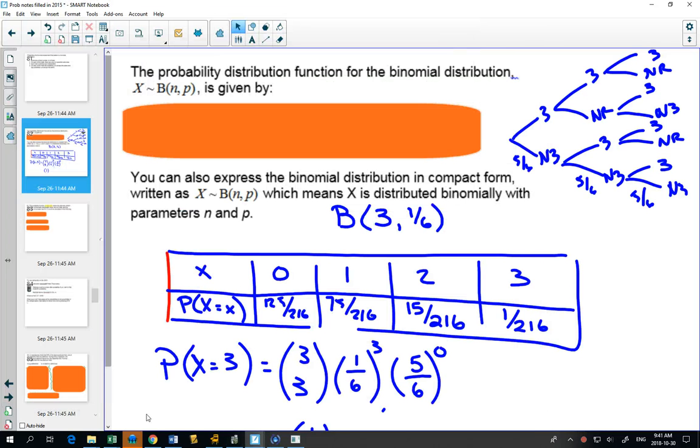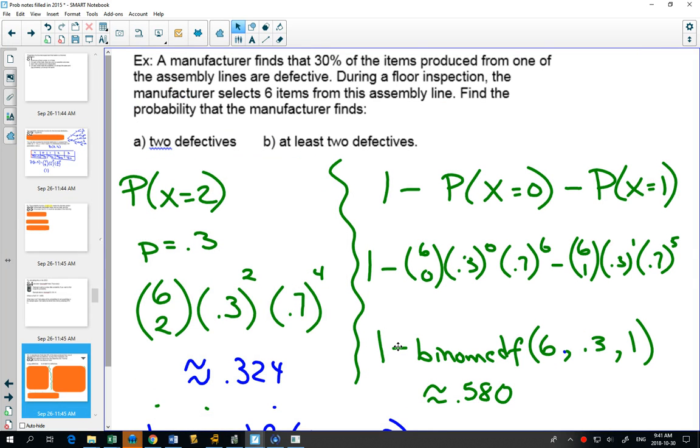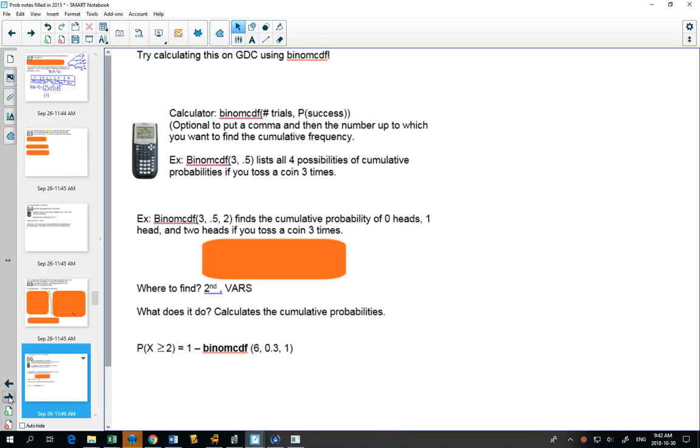So if we go back to the example that we just finished, and we look at what this means here, the binomial CDF of 6 trials with a 30% chance of success, cumulative up to 1, would add the 0 and the 1 together. And if we subtract the 0 and the 1 from 100%, we would be left with everything else, which would be at least 2 being defective. So we are introduced to our binomial CDF and what it stands for.